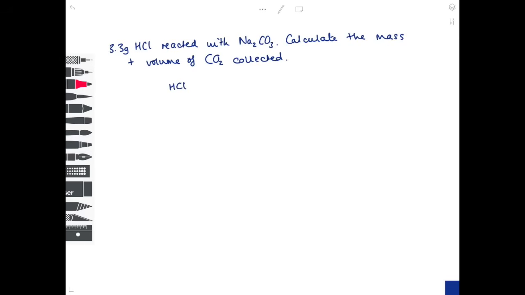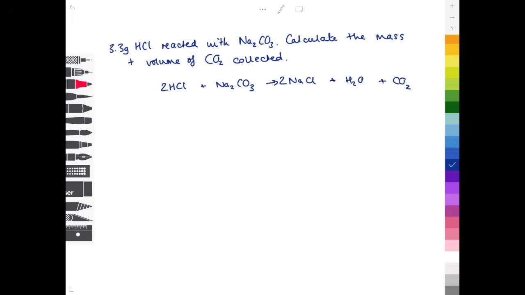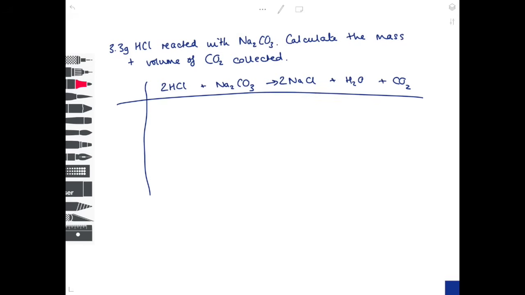So, hydrochloric acid reacts with sodium carbonate to produce a salt, which is sodium chloride, plus water, plus carbon dioxide. Make sure it's balanced. I know I need a 2 there and a 2 here. And now we need to use the table format in order to help us answer the rest of the question. So mass, MR, and moles. And don't forget to use your formula triangle down here, which is mass, MR, moles. And this is how I always set myself up to make sure I'm going to get the question right.